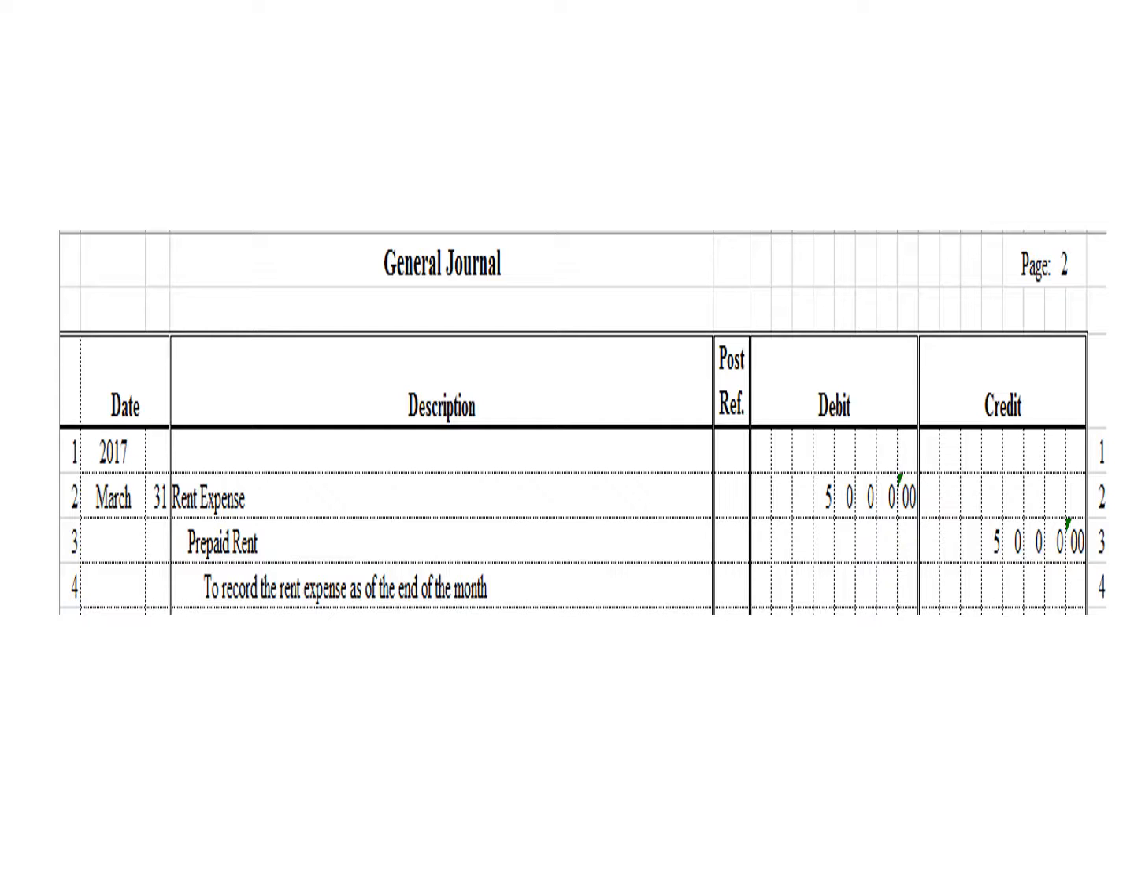By the way, if you would notice, we are now on page number 2 of our journal. Do you see the page number 2 on the upper right corner of our general journal? So it means we are now on the second page of the journal.